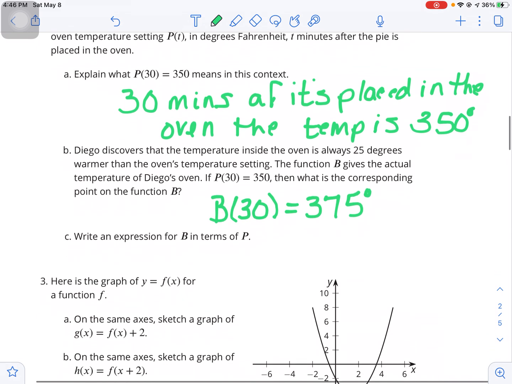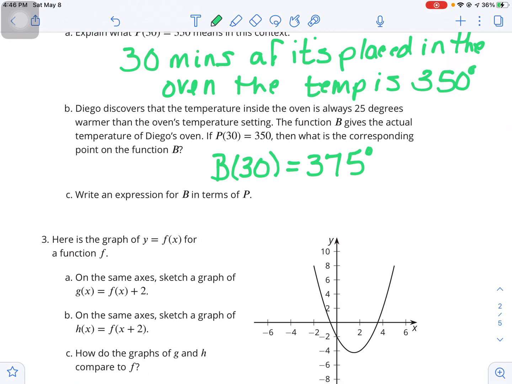And then we want to write an expression for b in terms of p. So b of t is equal to p of t plus 25, 25 degrees warmer. I'm pretty sure that's wrong on the key. Let me just check here. Yeah. We'll have to take a look at that.